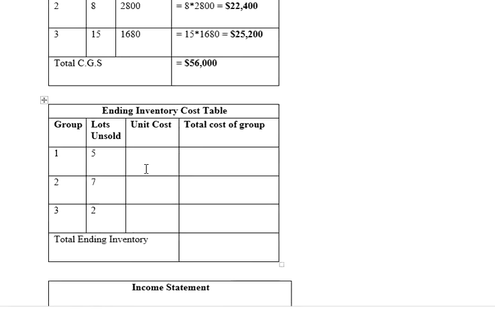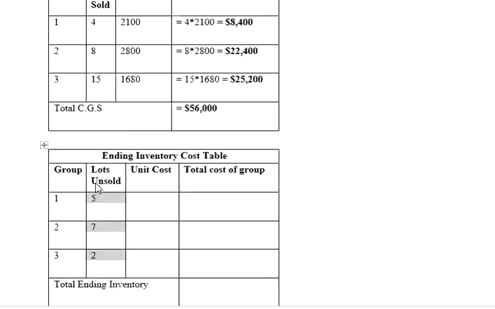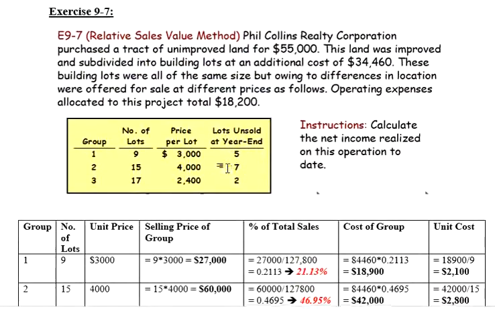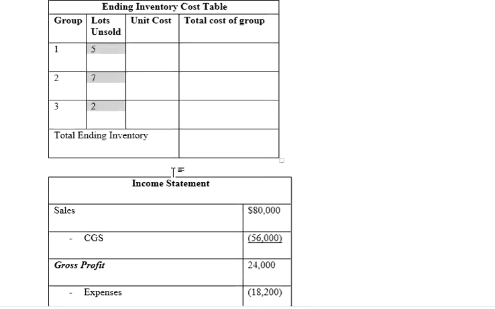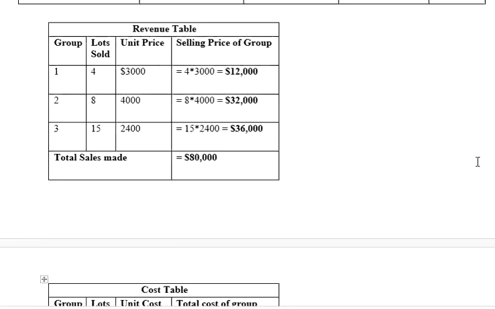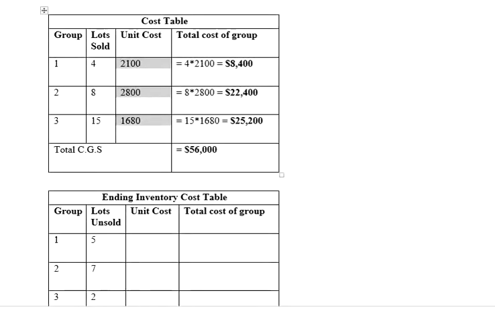So you know that we had 5 unsold plots, 7 unsold plots for group 2, and for group 3 we got 2 unsold plots or lots. From where I got this information, I got it from here. This is the column from where I got it actually. And you also know the unit cost of each of these lots from here, and I actually calculated it here, then I shifted it to the cost table, and now I will just copy and paste it here to save time.